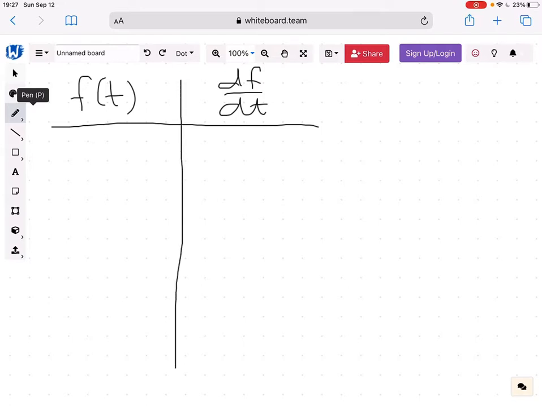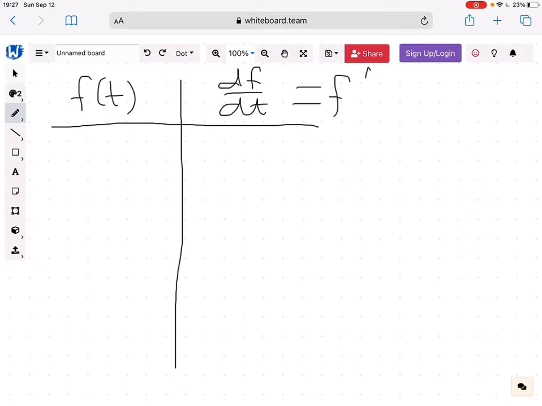But I would like to introduce a new notation, which I'm going to use often in the future. And that is f prime. It's just more simple, easier to write than writing df dt. There's nothing more in that.